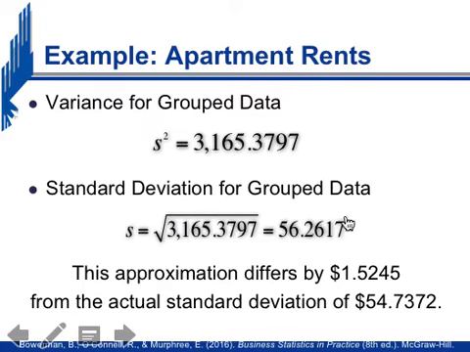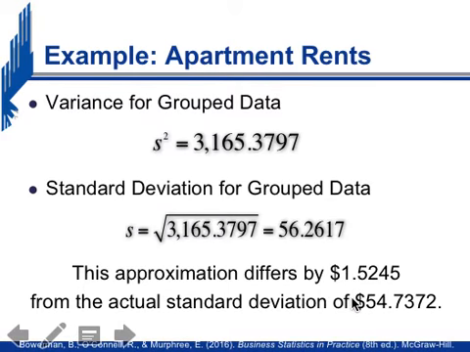And it will give you a sample standard deviation of 56.2617. Now again, this is only an approximation because you only used the midpoints. You only used the group data. Now if all those numbers are available and you used all those individual numbers to compute for the standard deviation, the actual standard deviation is 54.7372. And again, it's not equal to the one we got earlier. However, it's still relatively close. It's still very close to the actual number, which is 1.5245 units away only from the actual standard deviation.